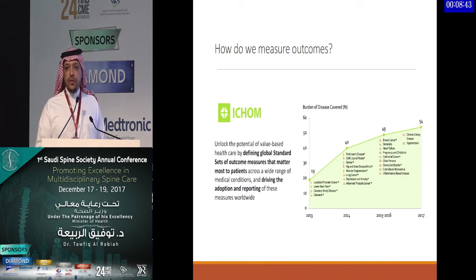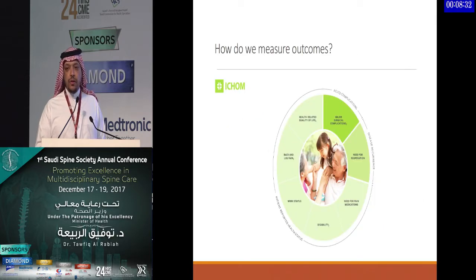They have so far come up with multiple measurement sets for multiple conditions. One of them is low back pain. The measurement sets include a variety of measures. Some were discussed this morning by Dr. Hannah. And they focus again on the outcomes that really matter to patients. We're talking about disability, work status, pain, quality of life, and also clinical indicators like complications.